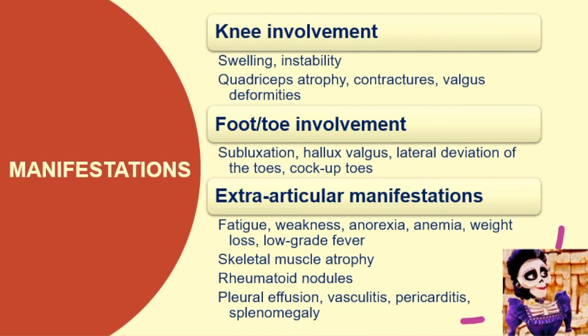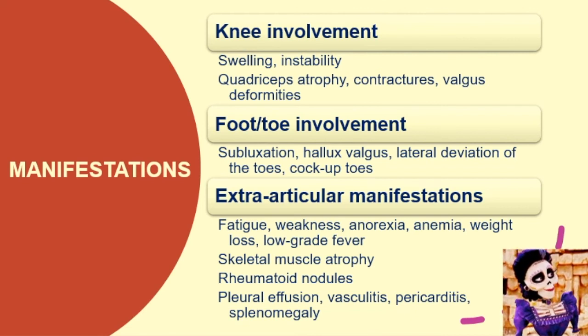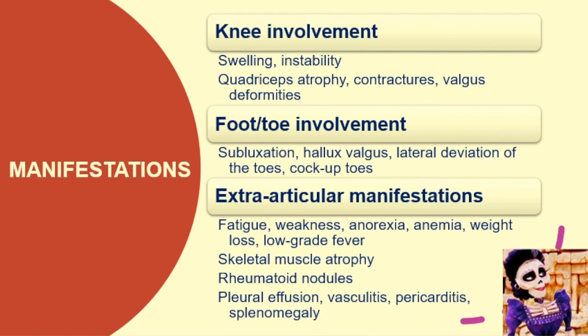Okay, now for your foot and toe involvement, you have your subluxation, your hallux valgus, lateral deviation of the toes. So take note, lateral deviation of the toes, and then cock up toes. Then for your extra-articular manifestations, so when I say extra-articular, that would be outside the joint manifestations. Your patient would have fatigue, weakness, anorexia, anemia. Your patient would have weight loss and then low-grade fever.